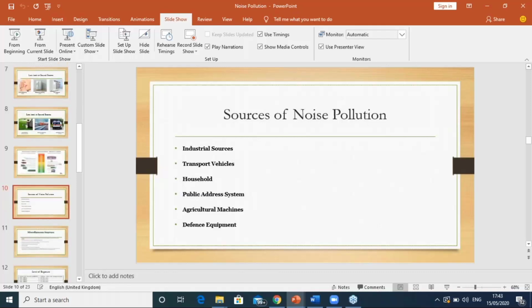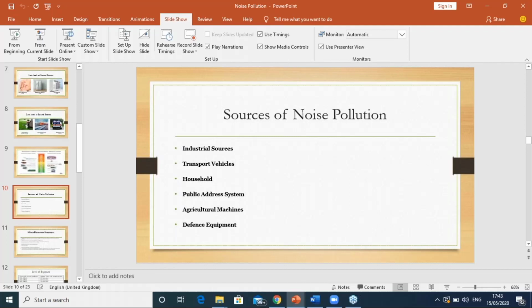Okay. So what are the sources of this noise pollution? Let's quickly look at them. We have industrial sources, transport vehicles, household, public address systems, agricultural machines, defense equipment. There are so many, but these are the most common sources of noise pollution.